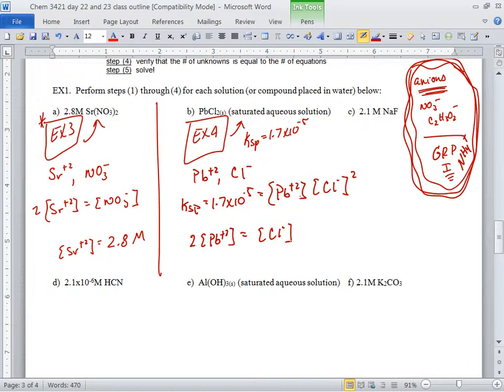Chloride is 2B plus 2, so just substitute that into this one. Make sure you square it, though, because it's chloride squared, right? So make sure you square this when you put it in there.